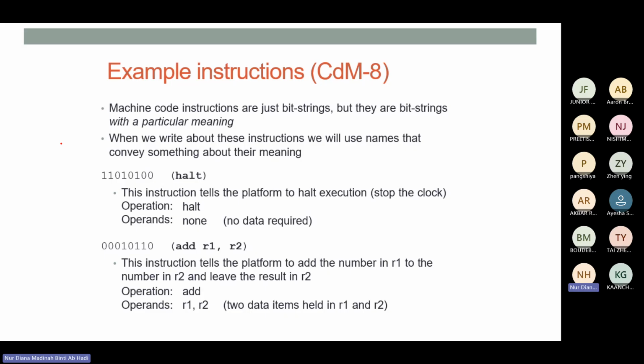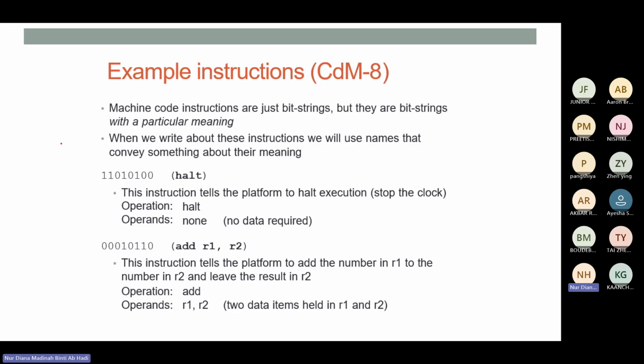Okay, so when we write instructions, we will use a name to convey something about their meaning. The first ones are halt, add, subtract, move. So that one would be the instruction. The halt instruction means that the platform has to stop the clock. So the operation is halt, the operand is none. So no data is required.